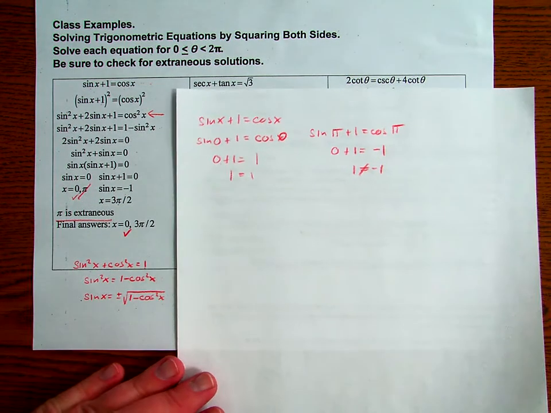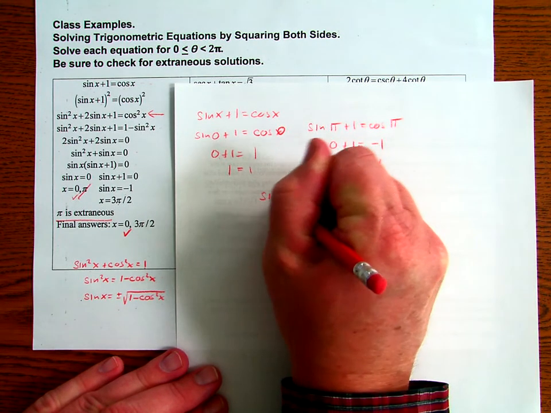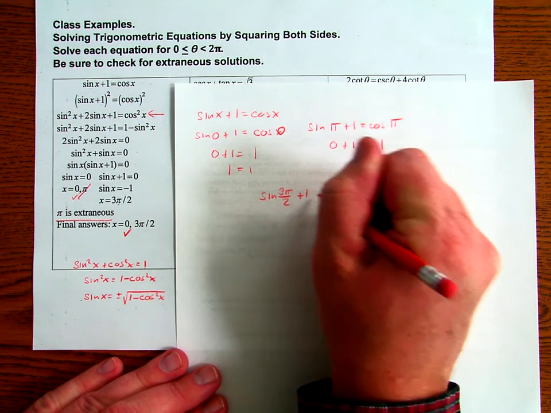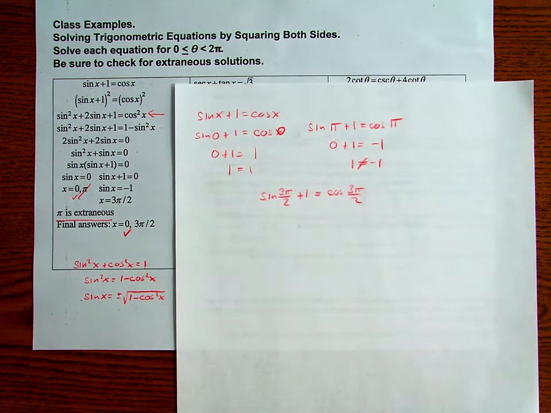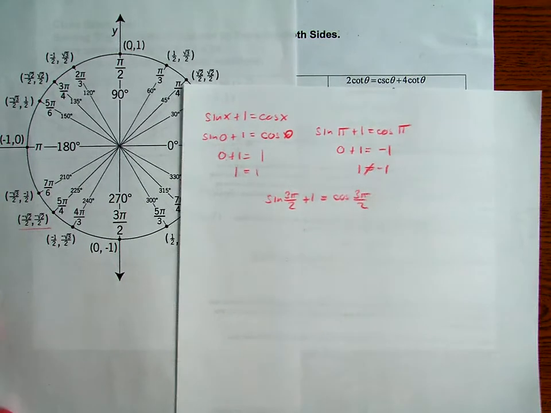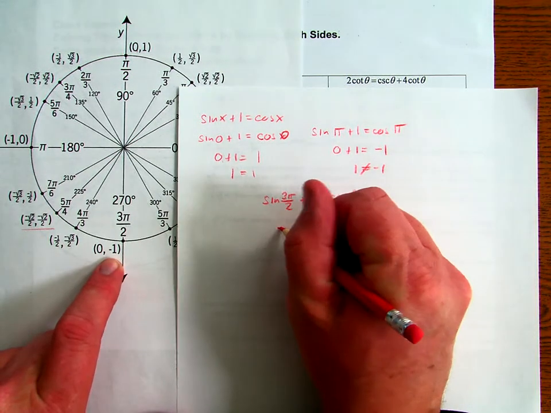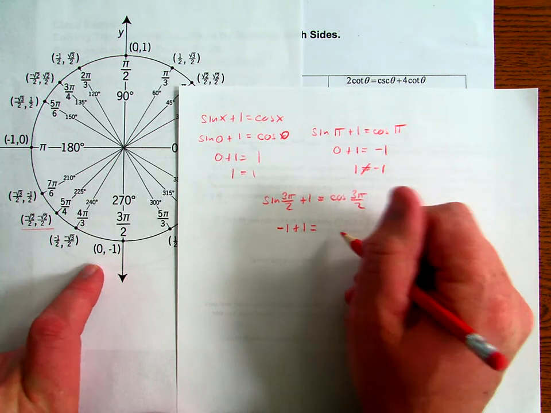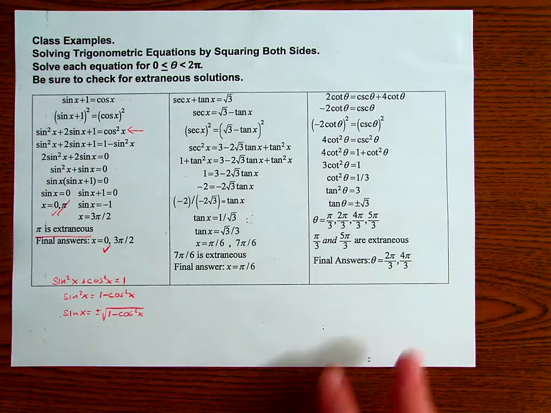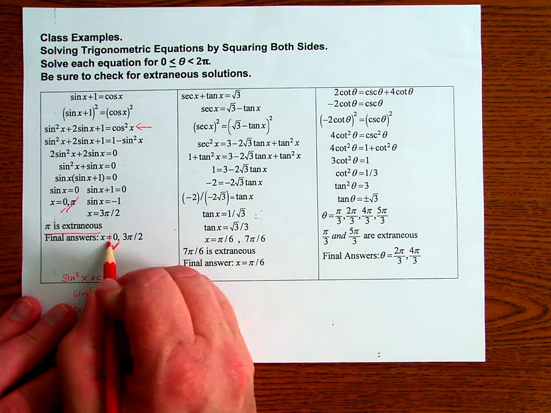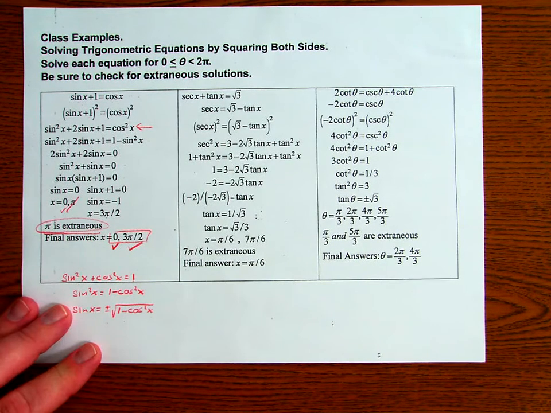Third possibility to check, 3 pi over 2. So sine of 3 pi over 2, plus 1, equal to the cosine of 3 pi over 2. So on to the unit circle. Down here, 3 pi over 2. Sine is negative 1. Cosine is 0. 0 equals 0. That checks. So we have 0 and 3 pi over 2 as our final answers that check. The pi is extraneous.